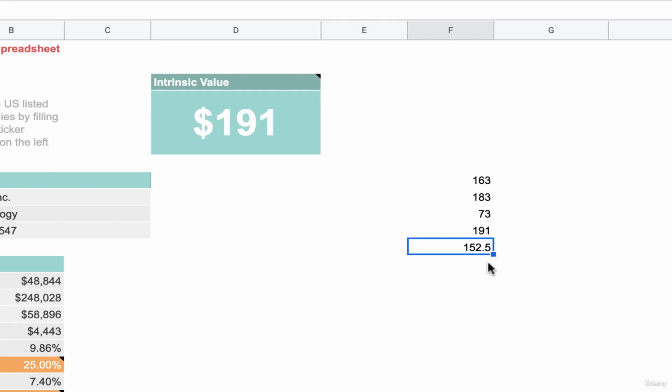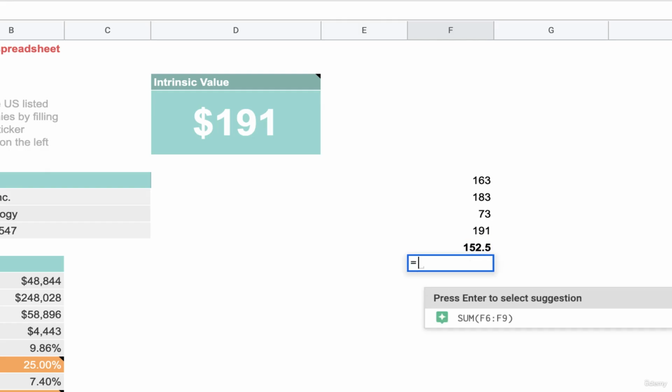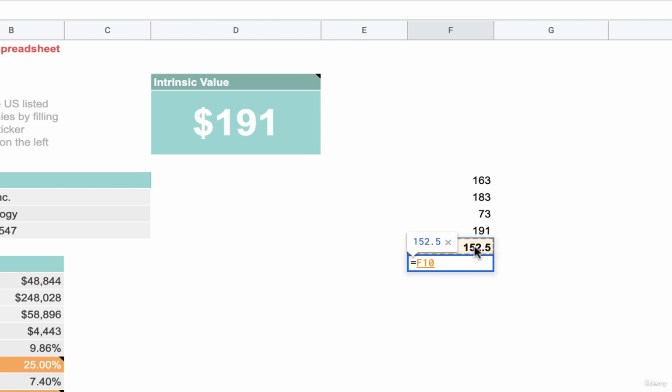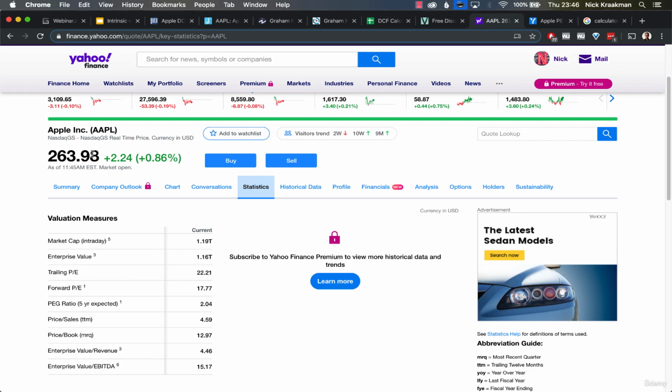If that is the value, let's say we take that value and we say I only want to buy it if it's 40% below that. So that means you shouldn't buy Apple unless it goes to $91 or less. At the moment, again, Apple is trading at $264. So that's probably not going to happen anytime soon.